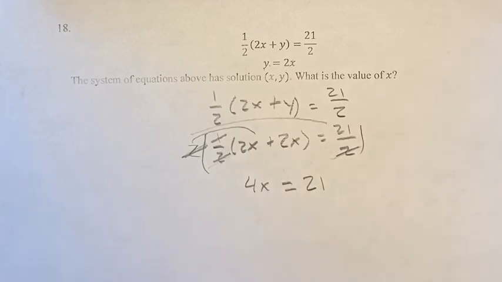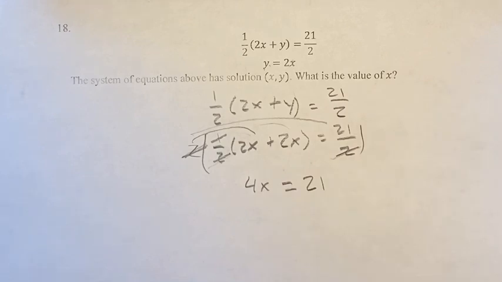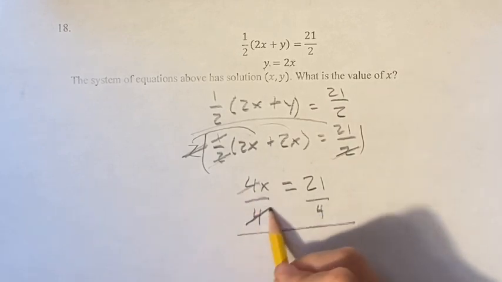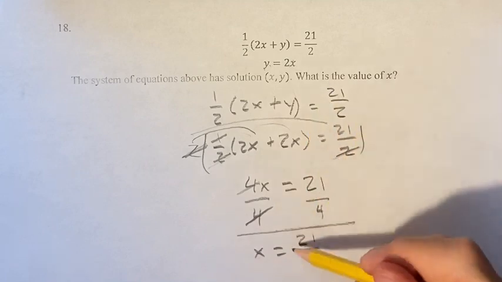If you don't want to do that, then you can just distribute out the 1/2 and do some division later. But this is what you're going to get. We want to solve for x, so we divide both sides by 4. We get x is equal to 21 over 4, which is going to be your final answer.